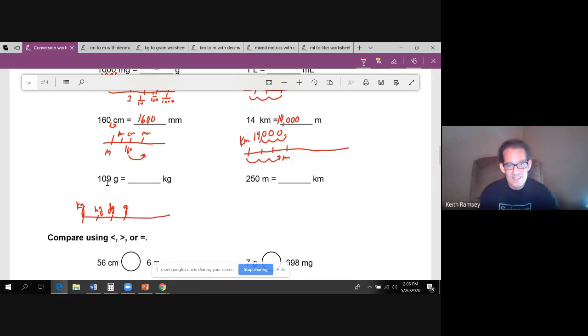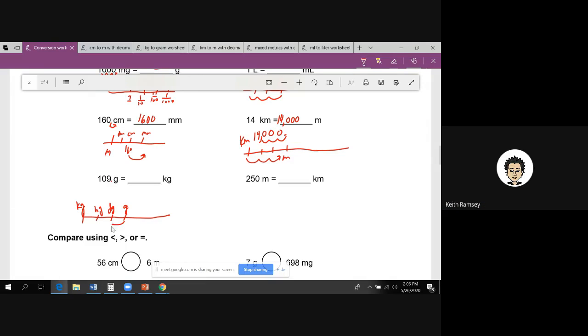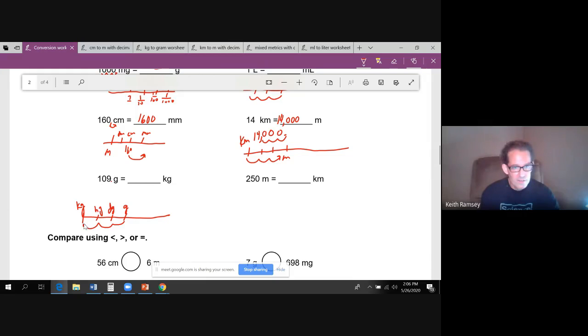Here's my decimal, and I'm going this direction. Once, twice, 3 times. So I'm going to move this decimal once, twice, 3 times, and now the decimal is going to be here. This would be 0.109 kilograms, because I know 109 grams is a lot less than 1,000, right? I need 1,000 grams to equal a kilogram.